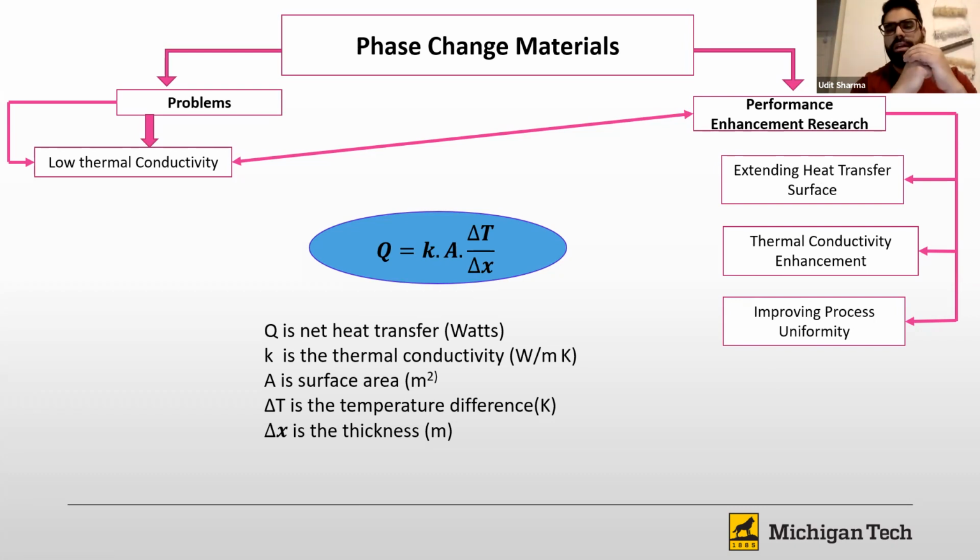The second is increasing the thermal conductivity. You can add different types of nano additives and different types of high conducting materials to increase the thermal conductivity. And you can also use a metallic mesh to increase that.